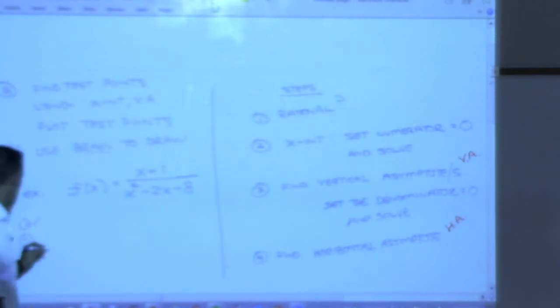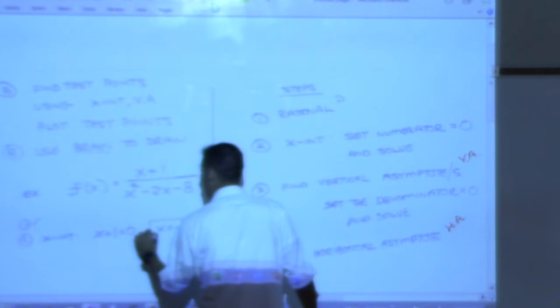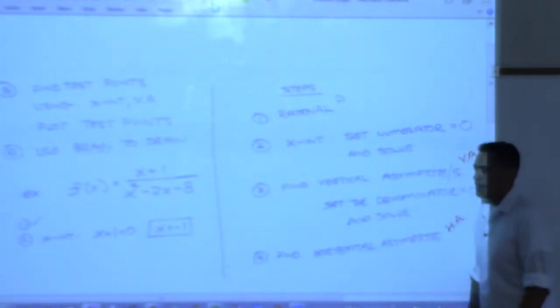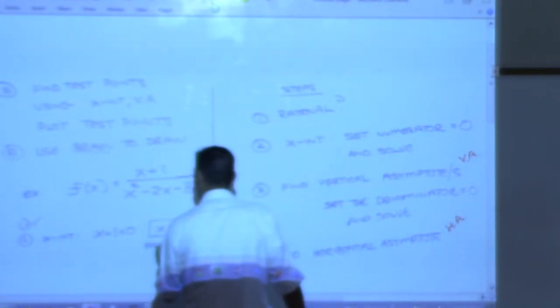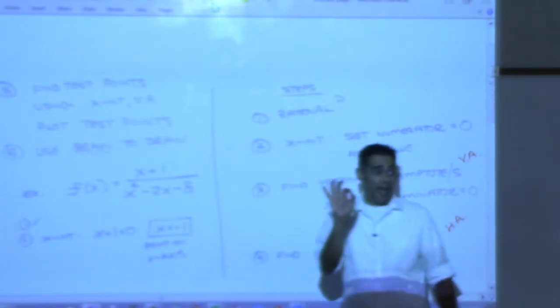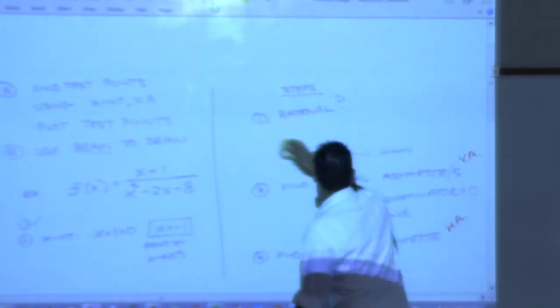To find the X-intercepts, I'm going to set the numerator equal to 0. So I set x plus 1 equal to 0, and that gives me a solution of x equals -1. I'm going to box it, and I'm also going to write something here to remind myself. This is a point on the x-axis. That is an actual point that lives on my graph. It's the intercept of the function, where the graph hits the x-axis. Step 2 done. What's step 3?